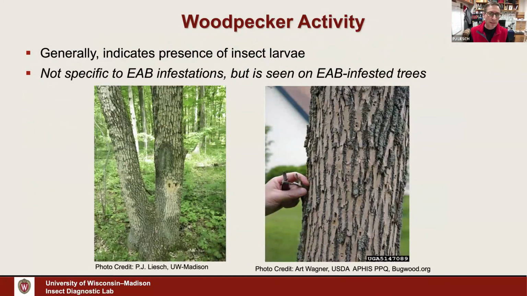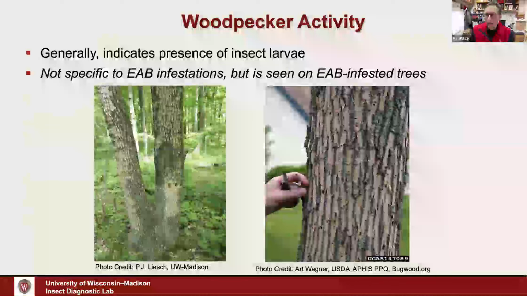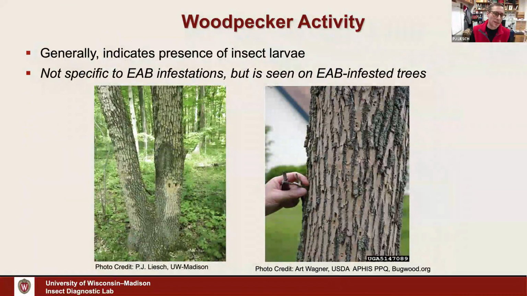Woodpecker activity. That basically means woodpeckers have found some sort of insect beneath the bark. There are native insects that attack ash trees. Could they be going after those? That's possible. But again, if you've got EAB in your area and you see trees that look like this, most likely it's going to be emerald ash borer.